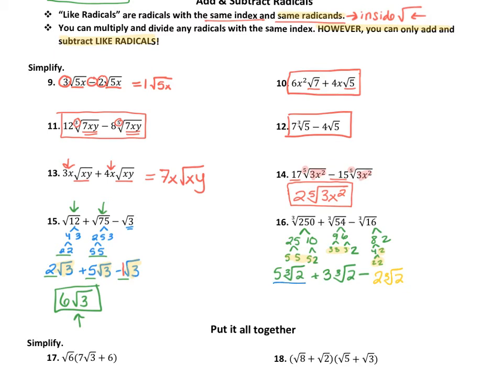So I have 5 cubed root of 2 plus 3 cubed root of 2 minus 2 cubed root of 2. So again, that's 5 plus 3 minus 2. So 6 cubed root of 2.